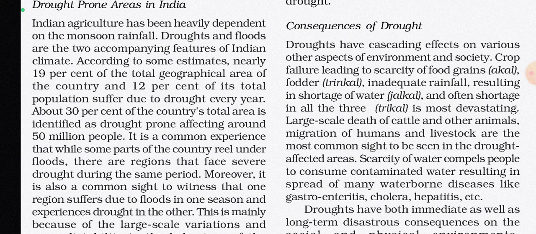Now, Indian agriculture, sorry, drought prone areas in India. Indian agriculture has been heavily dependent on the monsoon rainfall. Droughts and floods are the two accompanying features of Indian climate. According to some estimates, nearly 19% of the total geographical area of the country and 12% of its total population suffer due to drought every year.